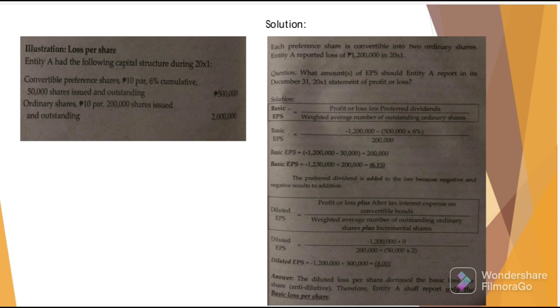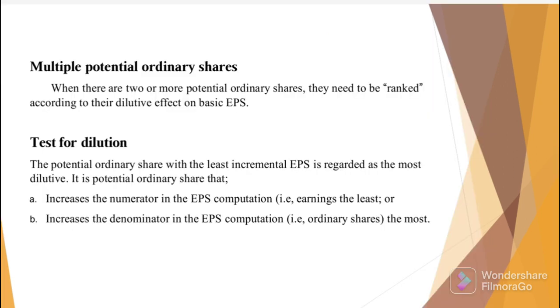So, for diluted EPS, profit or loss plus after-tax interest expense on convertible bonds divided by the weighted average number of outstanding ordinary shares plus incremental shares. So, negative 1.2 million plus 0 divided by 200,000 plus 50,000 times 2 equals negative 4. So, the diluted loss per share decreased, because the basic loss per share is anti-dilutive. Therefore, entity A shall report only the basic loss per share.